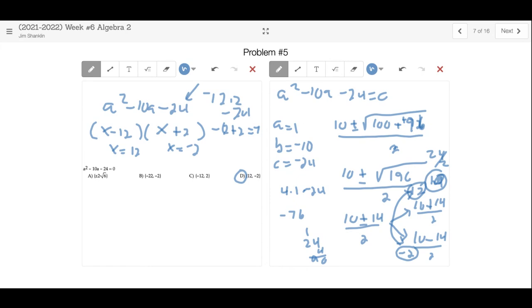Isn't 4 times 1 times negative 24 negative 96? It is. But remember, it was 100, and that's a good question. But remember, it was 100 minus negative 96. So that really is 100 plus 96. You have to be really careful there, because the quadratic formula is b squared minus 4 times a times c. So that would make it a positive.